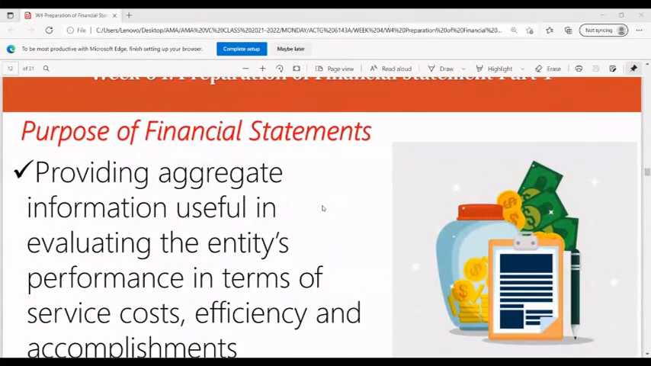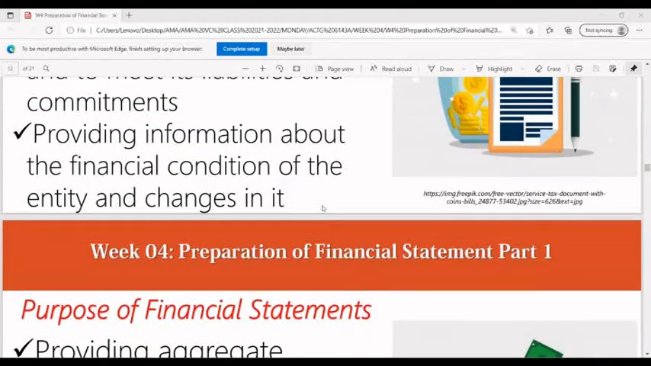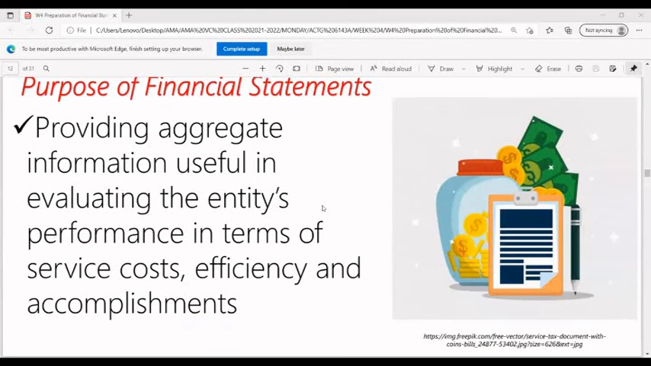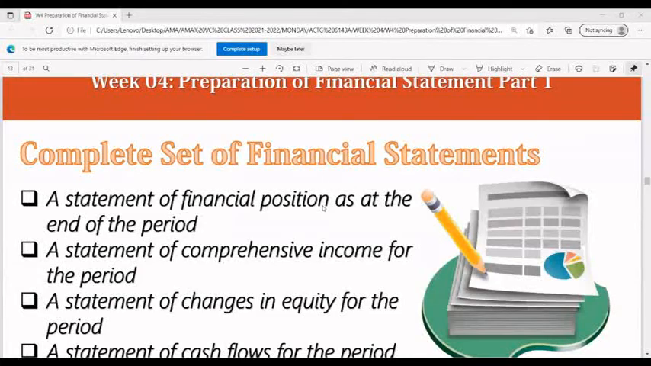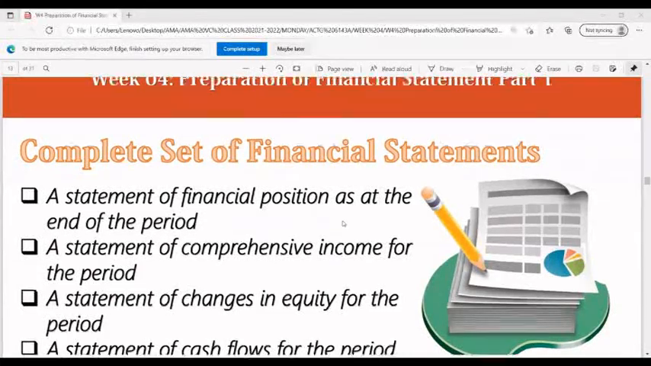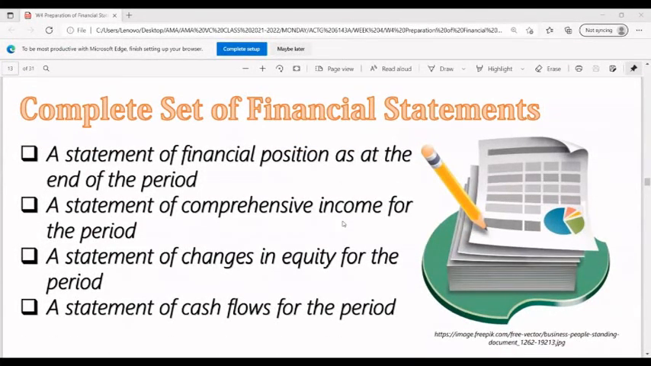The purpose of financial statements is also providing aggregate information useful in evaluating the entity's performance in terms of services, cost, efficiency, and accomplishment. The complete set of financial statements includes a statement of financial position as at the end of the period, a statement of comprehensive income for the period, a statement of changes in equity for the period, and a statement of cash flow for the period.